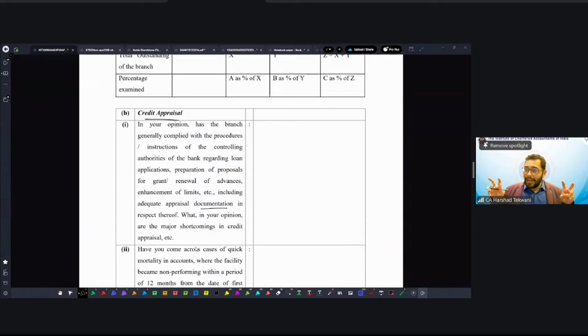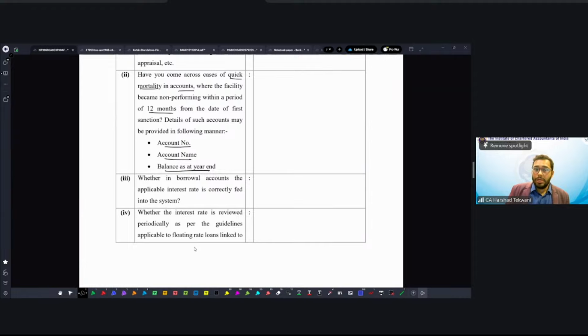Okay. Then have you come across quick mortality accounts, that is, accounts that are dying within 12 months itself? And if yes, provide the details like account number, account name, and balance at the end of it. So the quick mortality is coming from here. You are required to report this in the LFAR.